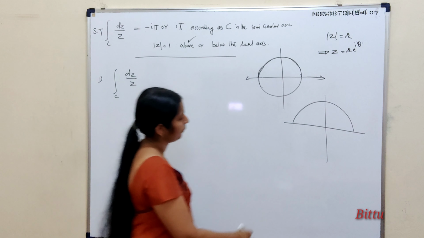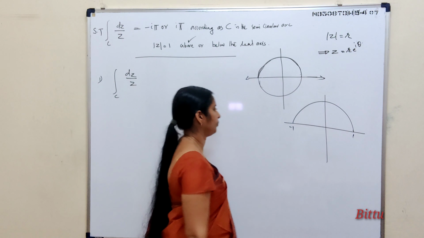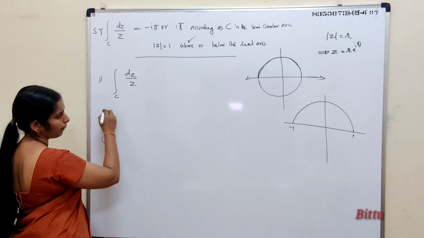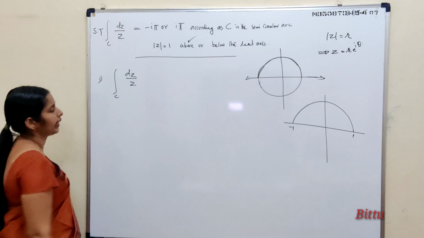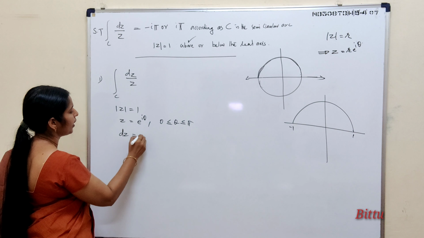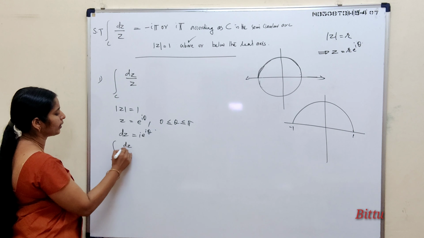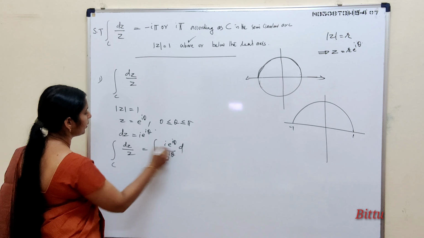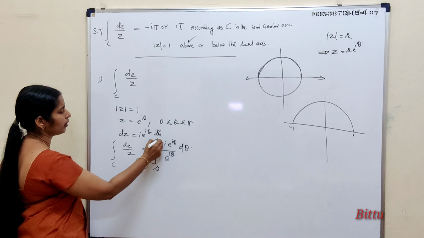It varies from 1 to minus 1, that is from 0 to pi. So you consider the first one as above the real axis. So what is C? C is mod z equal to 1, that is z equal to e raised to i theta. Here theta varies only from 0 to pi. What is dz? i e raised to i theta d theta. Next, what is the integral over C of dz by z? That is the integral of i e raised to i theta d theta by z, where z is e raised to i theta. So it is d theta, and theta varies from 0 to pi.